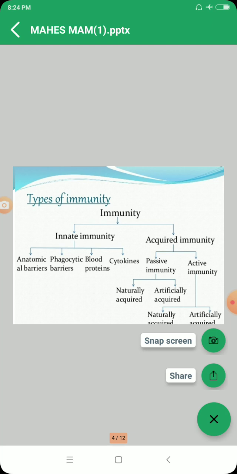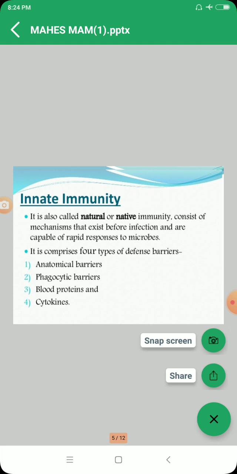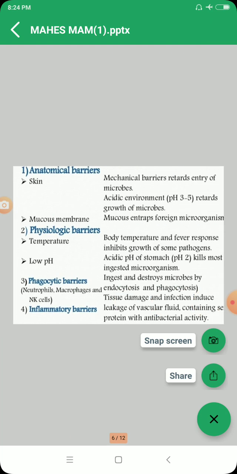The various non-specific mechanisms present here are of four types. The first one is the anatomical barriers, the second one is the physiological and chemical barriers, the third one is the biological barriers, that is the blood proteins, and the fourth one is the general barriers. Let us see the barriers in order. The first one is the physiological and chemical barriers. This barrier prevents the entry of pathogens to resist infections. It includes skin, mucous membrane, coughing, and sneezing.